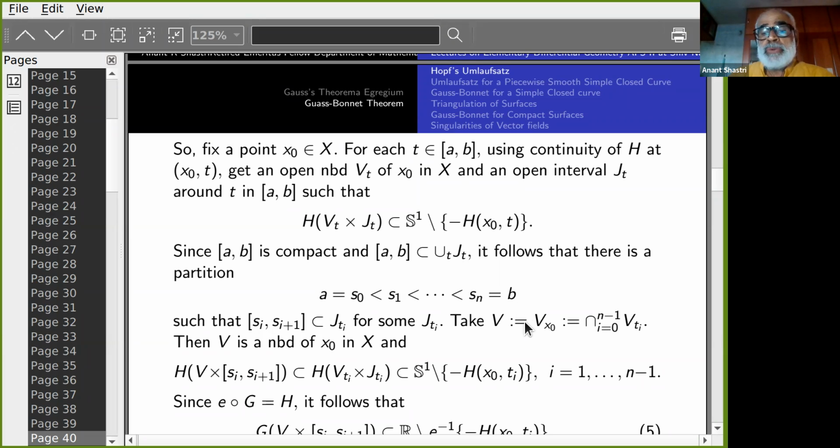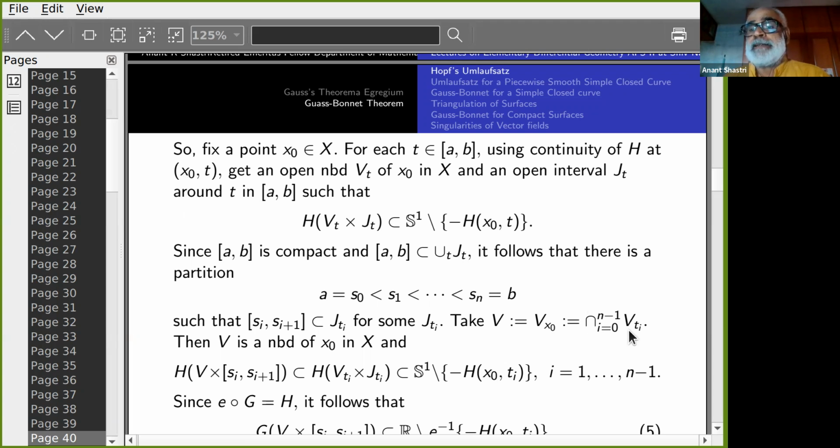Okay, so now for each interval, some t_i's, I don't know which they are, i equal to 1, 2, 3 up to n minus 1. I have n minus 1 of them. Correspondingly, I will have V_{t1}, V_{t2}, V_{tn}. They are all neighborhoods of the same point x0 in X. Take their intersection. Call that V. V is a neighborhood of x0. It's the intersection of all the V_{ti}'s, which depended on the t_i's. But now I have only finitely many of them.